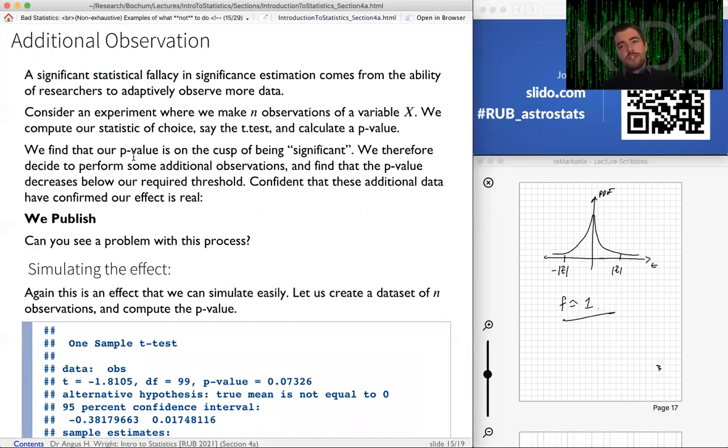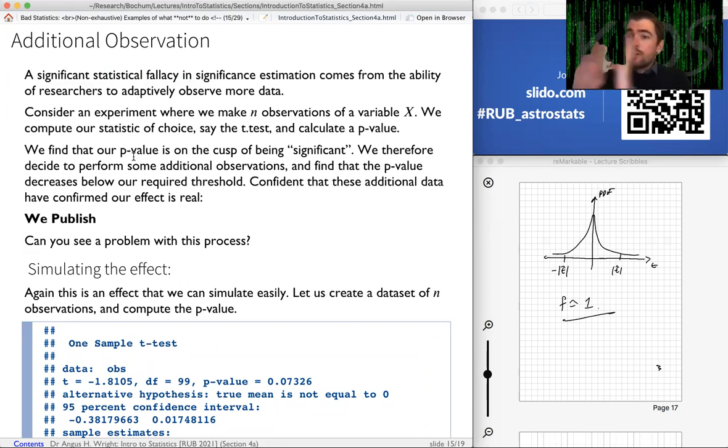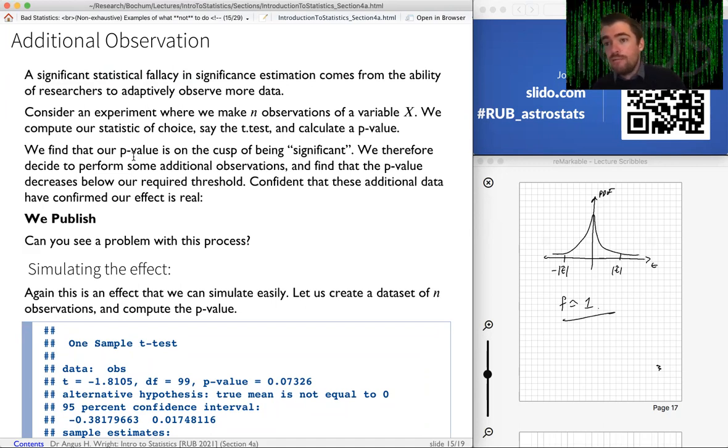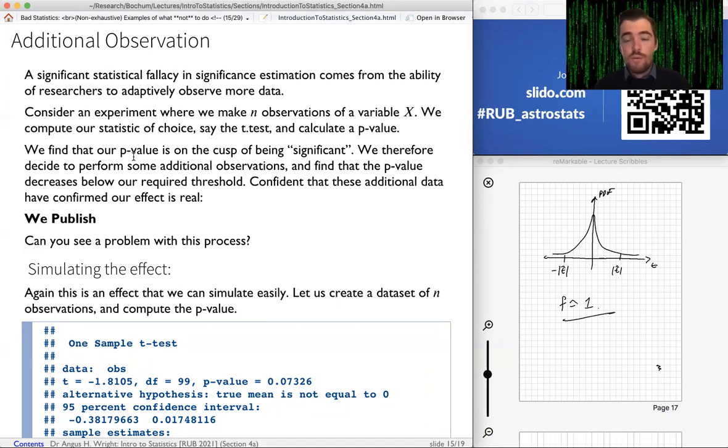And so we therefore decide that we're going to take some additional data. The reason that we take the additional data is because if there is a true underlying relationship, that additional data will increase the discrepancy with regards to the null hypothesis, will push us over the p-value line, and we can be confident that our result is real. We take the data, we find that the p-value drops below our threshold, and we publish. What's the problem with that process?